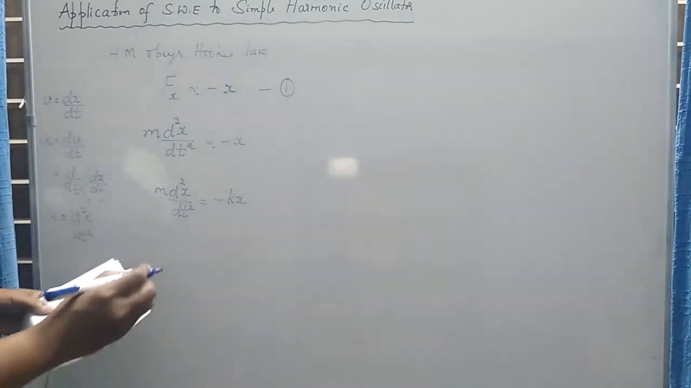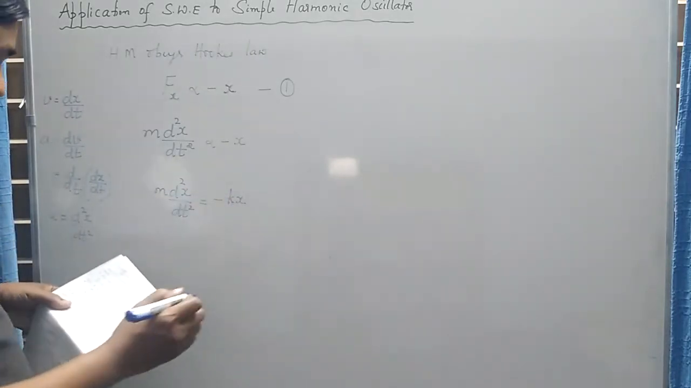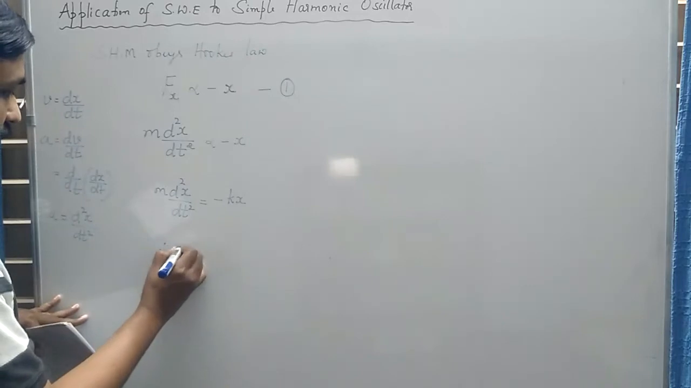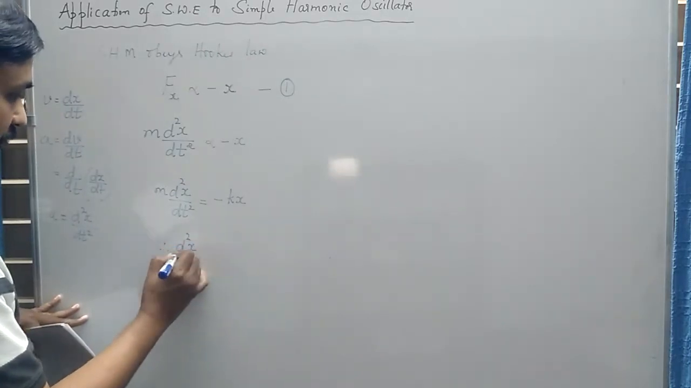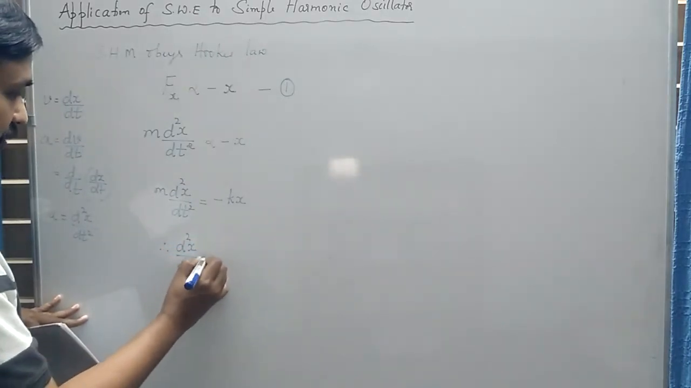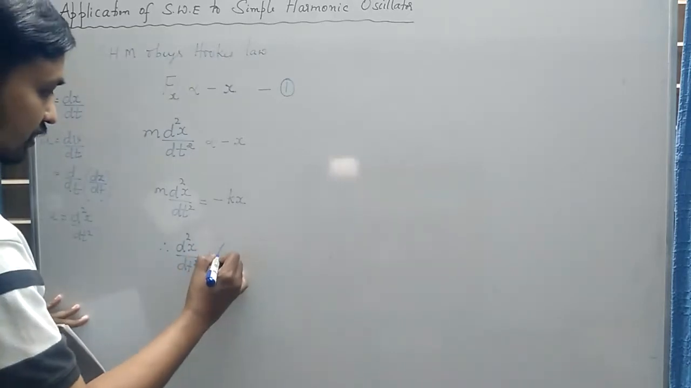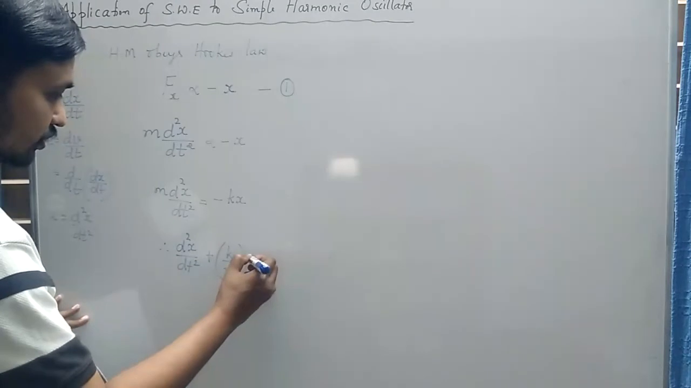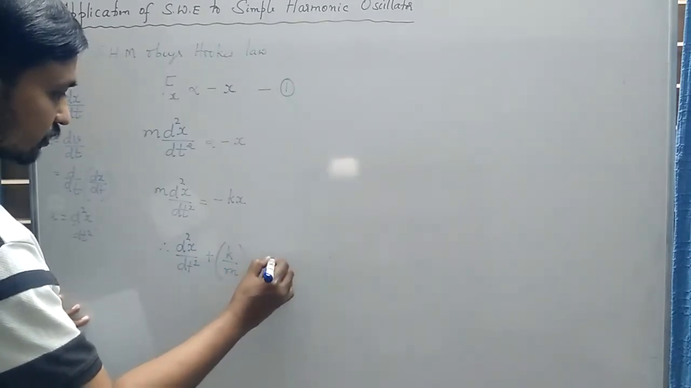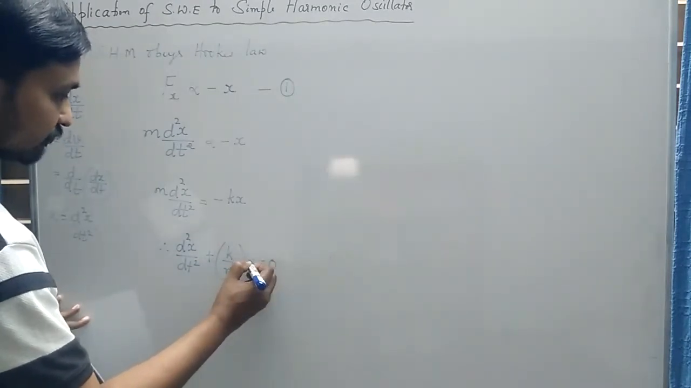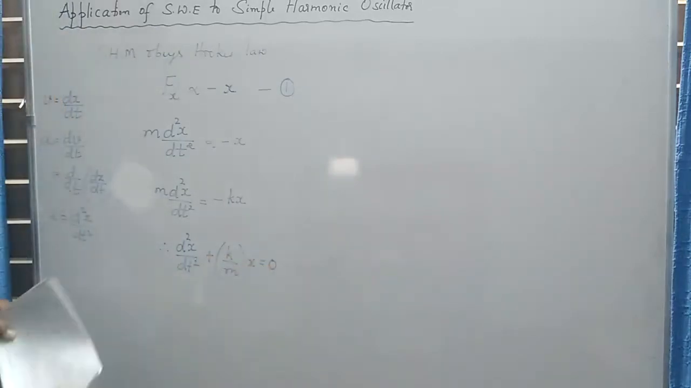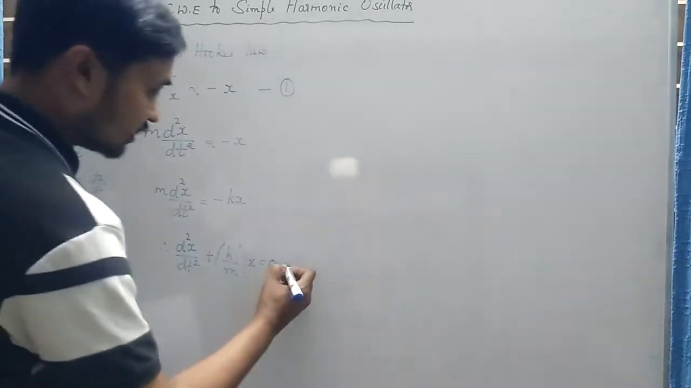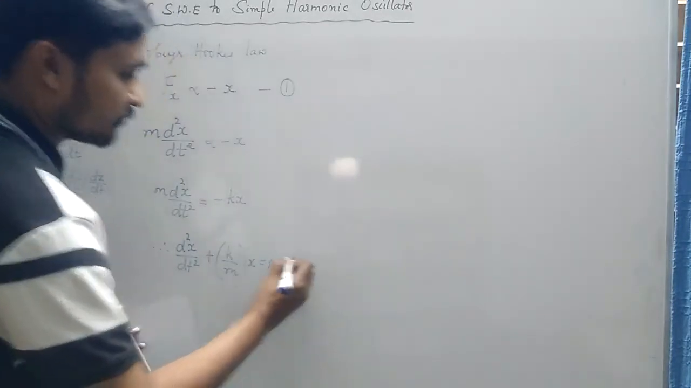Let us rearrange this equation. On rearranging, we get d square x by dt square plus k divided by m into x is equal to 0. This is nothing but a rearrangement of the previous equation. Let us take it as equation number 2.